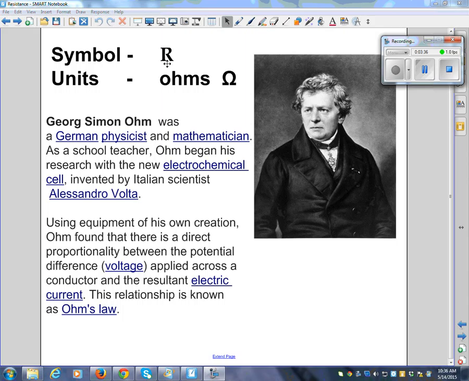The symbol for resistance, big surprise, the letter R. Now, here's a little bit of a surprise. Should be the top two there, Nicole. The unit is ohms, and the symbol is omega, the Greek letter omega. You can draw it like that. That's the proper way, but you can just draw it like that. When I ask you to find the resistance, you can write ohms or you can put that symbol. Right, Nicole? Yeah, that's fine.